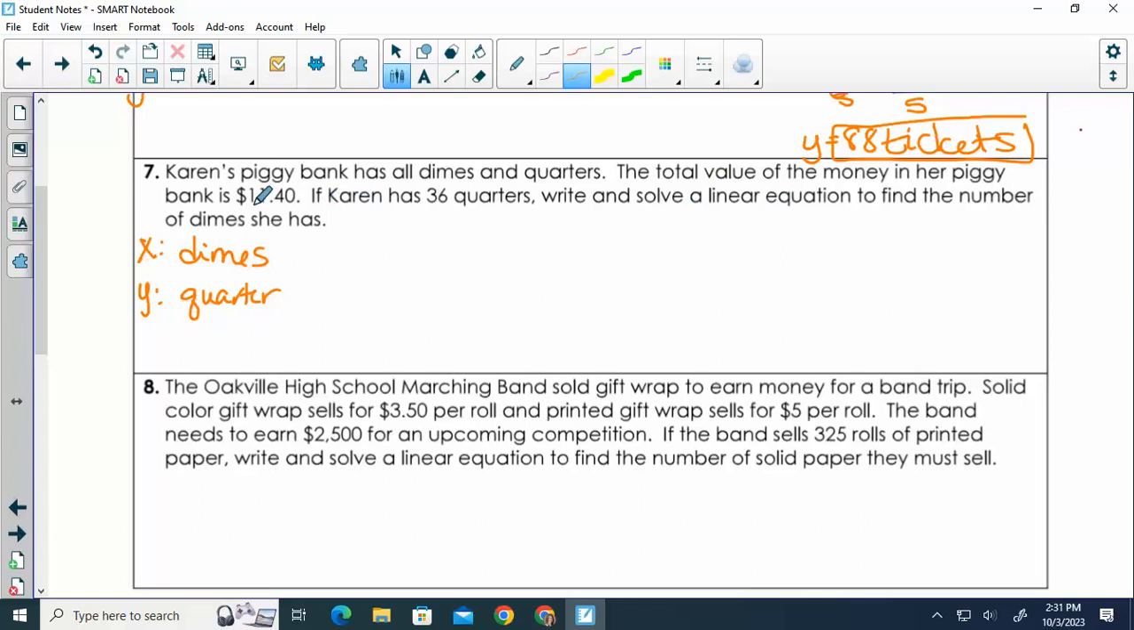Okay, then I'm talking about the total value. That's talking about money. How much is a dime worth? 10 cents. So to get the value from my dimes, we would do 0.10x plus how much are quarters worth? So it'd be 0.25y equals 11.40. Now, if on your labels you have x as quarter and y as dime, then it would just be flipped. You'd have 0.25x plus 0.1y. There's my equation.